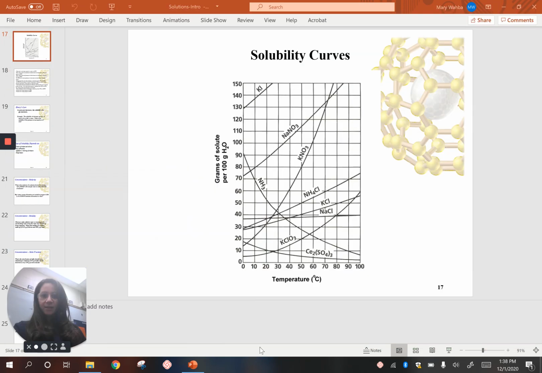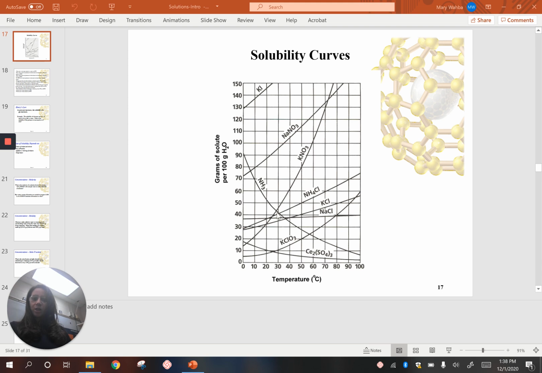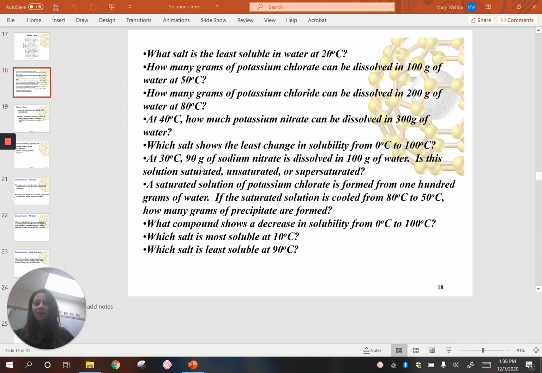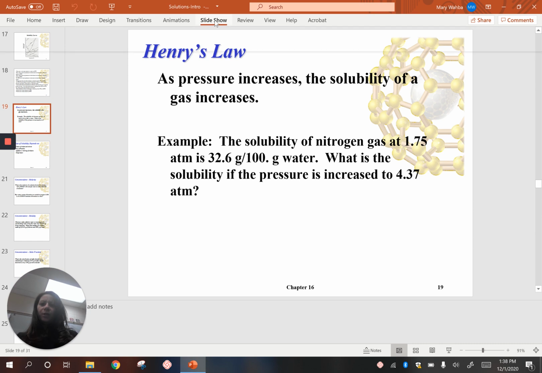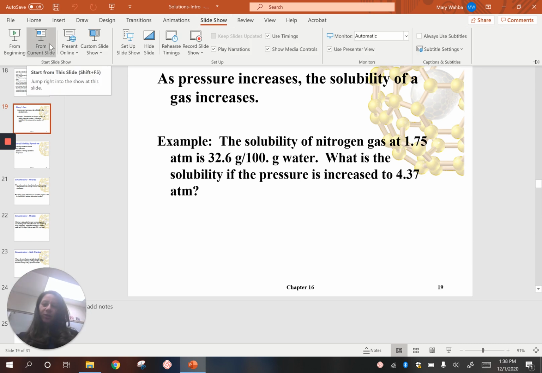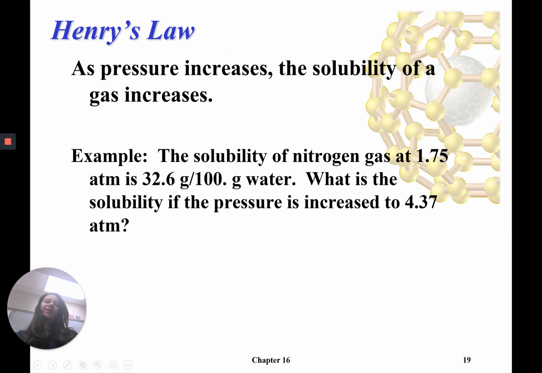And we had looked at that when we looked at our solubility curves here. So we said ammonia is a gas, and the solubility decreases here as the temperature increases. Something else that affects the solubility of a gas is pressure. So pressure really only affects gases. It doesn't really affect liquids or solids that much, but it does affect gases. And as you increase the pressure, the solubility of a gas increases as well.